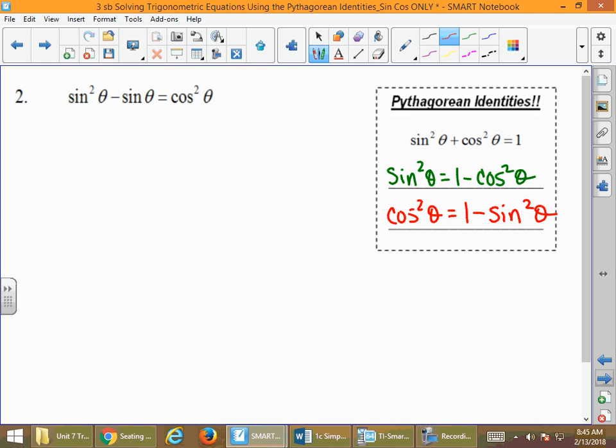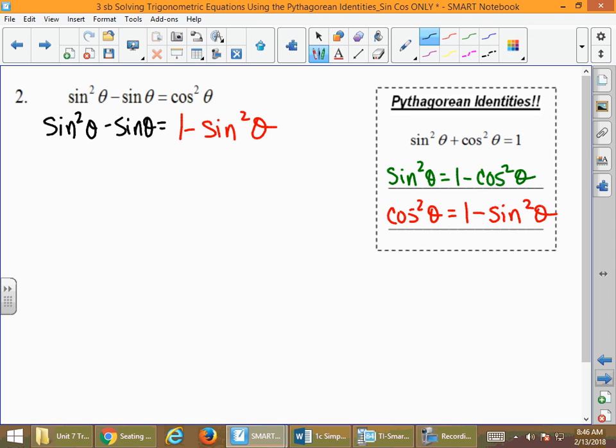Our first step is to try to rewrite the equation so that it's all one function. We've got sines on the left side and we've got cosines on the right. But we've got two sines on the left and we only have one cosine on the right. So let's fill in cosine squared with 1 minus sine squared theta. And then everything is written in terms of sine. We have sine squared theta minus sine of theta equals 1 minus sine squared theta.